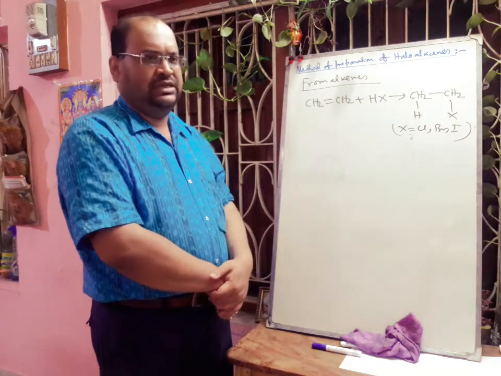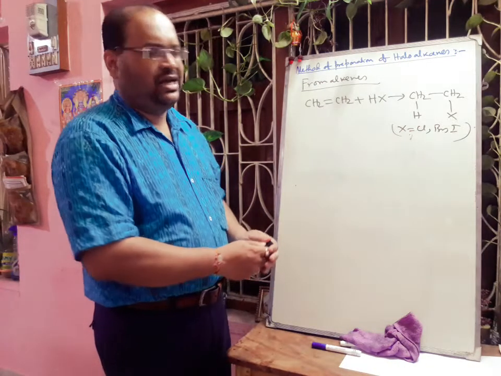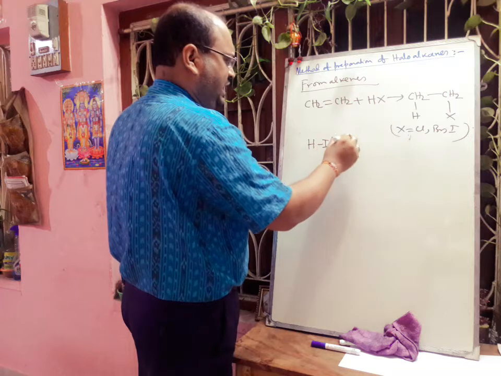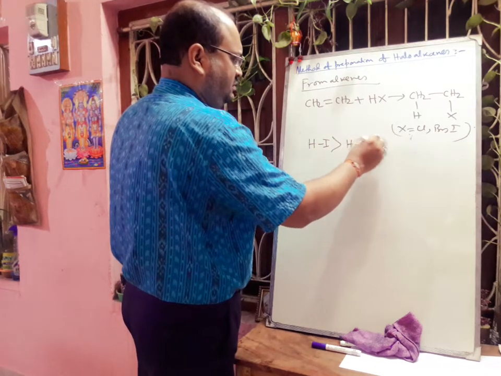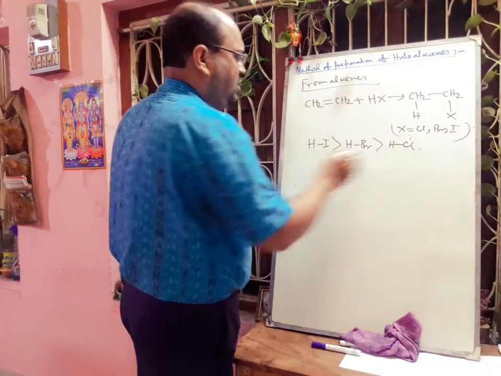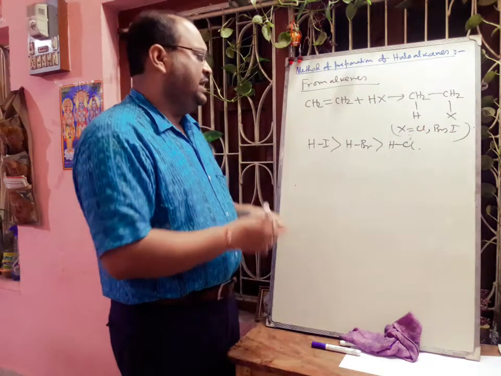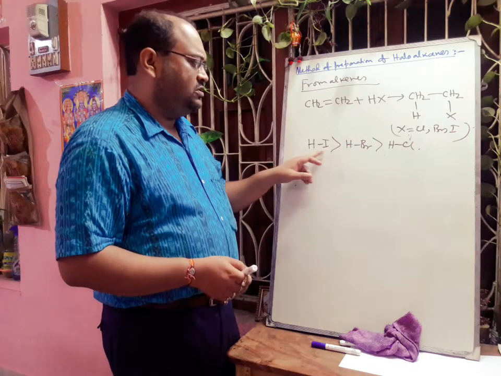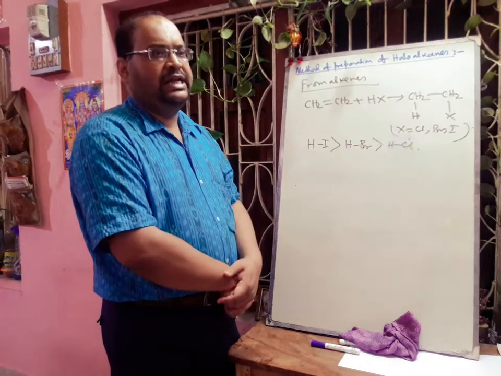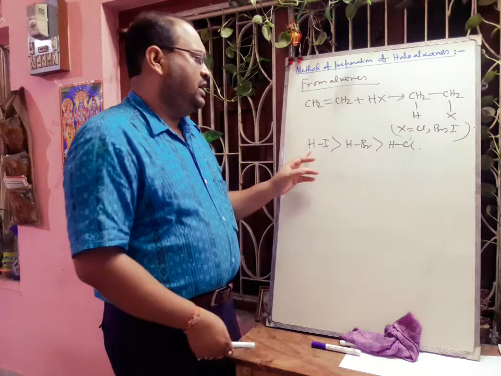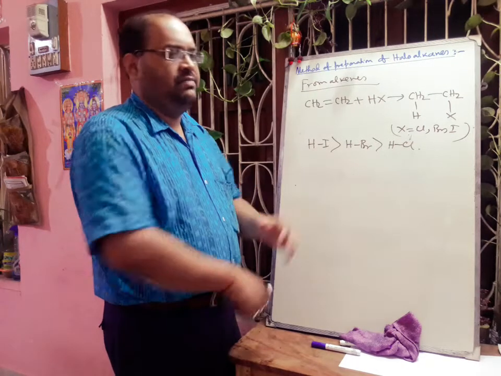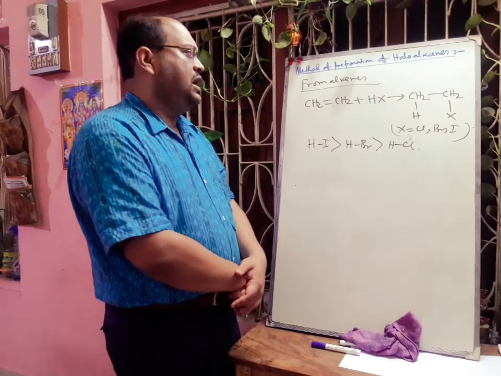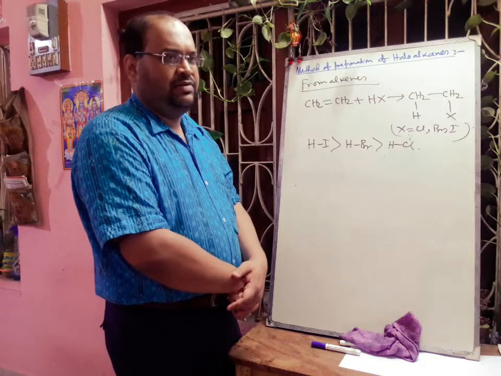In this way we can get the corresponding halide from alkene. And the reactivity order is HI, then HBr, then HCl. We know that because of the size factor, iodine is bigger, so this bond will be weak and it can easily dissociate to form H+ and I-. So in this way, by electrophilic addition we can prepare the halide from alkene.